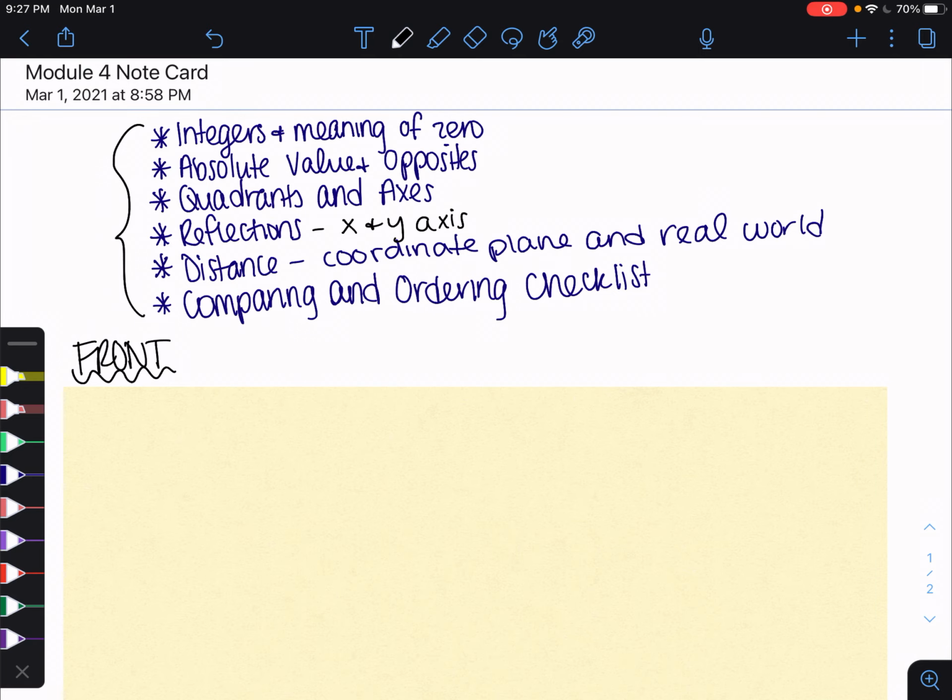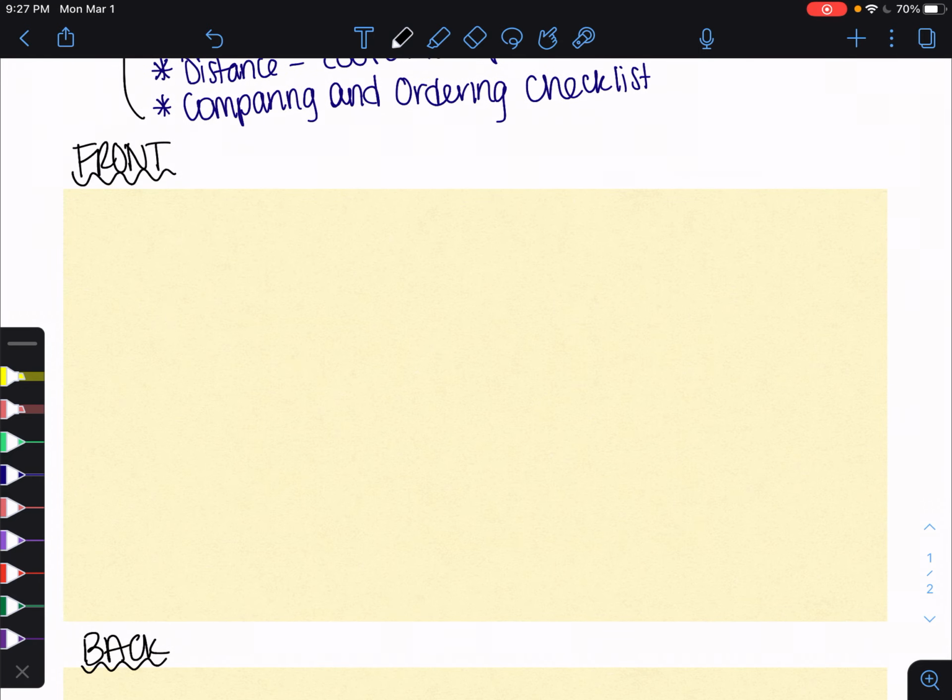So for integers, I'm going to say that integers are positive and negative whole numbers. So this is just the introduction of negative numbers.